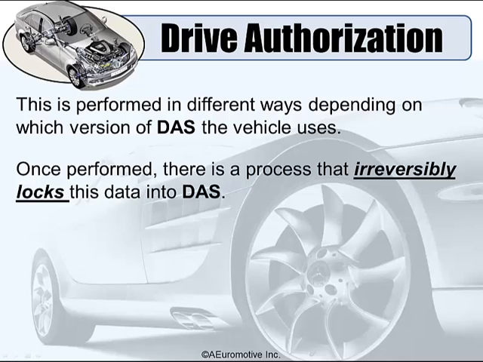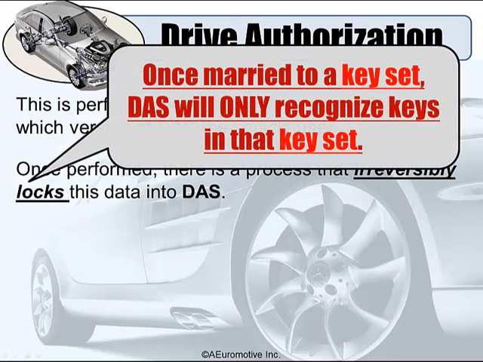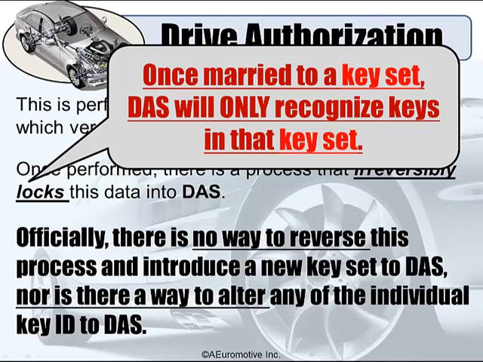After X amount of starts, which I'll let you know later, that key is pretty much assigned, or what we call married, to the EIS through the DAS. Once married to a key set, DAS will be the only thing that will recognize the keys in that key set. Officially, there's no way you're going to reverse this process. That is, introduce a new key set to DAS. Nor is there a way to alter any of the individual key IDs to DAS. So once it's done, my friends.